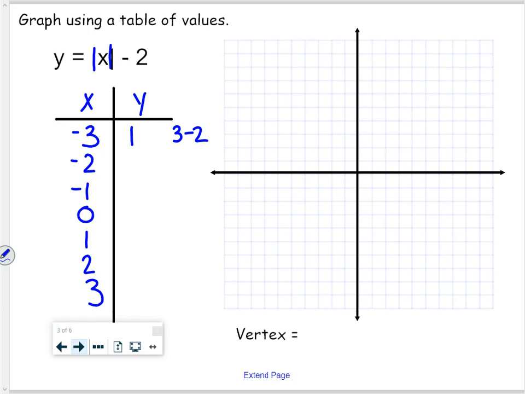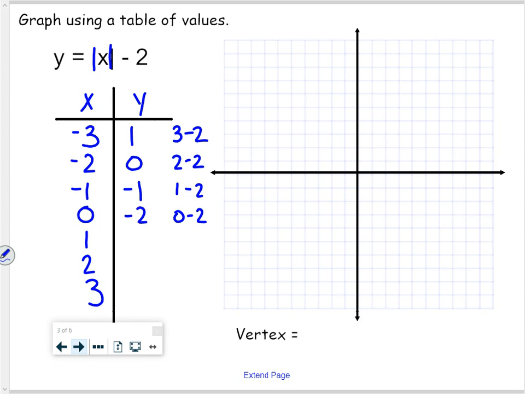When I put a -2 in there, the absolute value of -2 is 2, and I'll have 2 minus 2 is going to be 0. When I put -1 in, the absolute value of -1 is going to be 1, minus 2 gives me -1. When I put 0 in, the absolute value of 0 is 0. 0 minus 2 is -2.